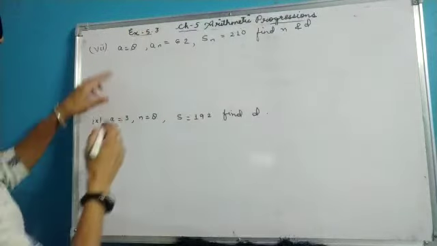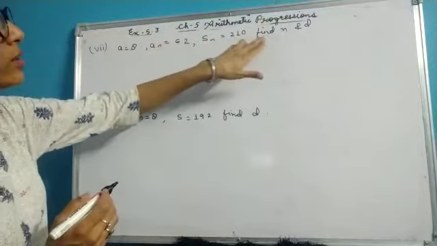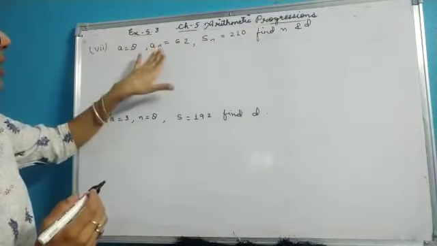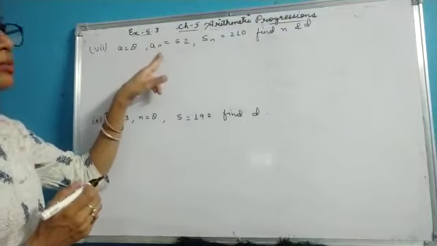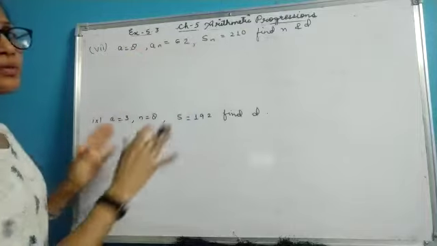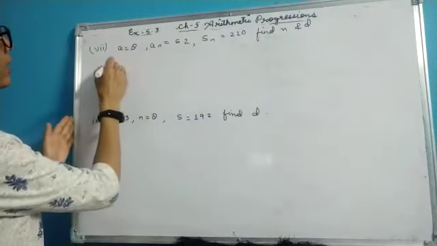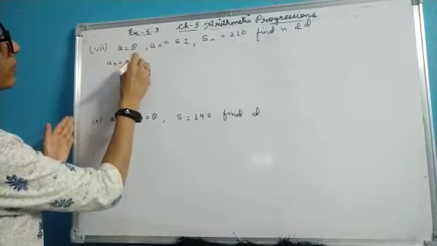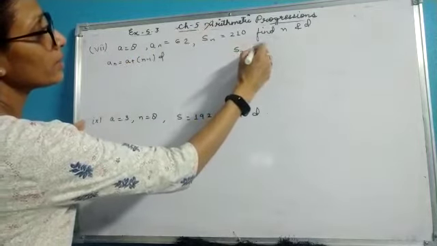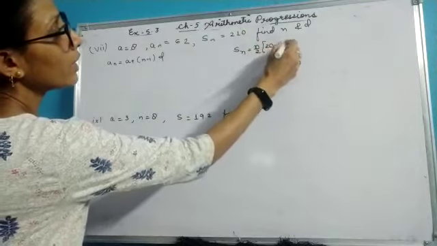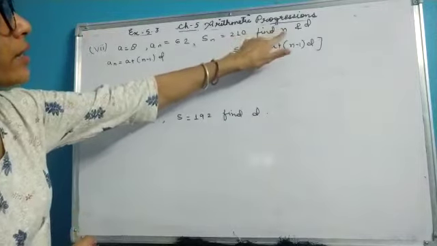See this question, children. You are given with A equal to 8, Anth term is given, Sn equal to this, find N and D. You are given here Anth term and Sn. That means sum of N terms is given to you and your last term is also given to you. So whatever is given to you, you try to put that formula. So here I know Anth term can be written as A plus N minus 1 into D. And side by side I will be writing it as Sn equal to N by 2, 2A plus N minus 1 into D.